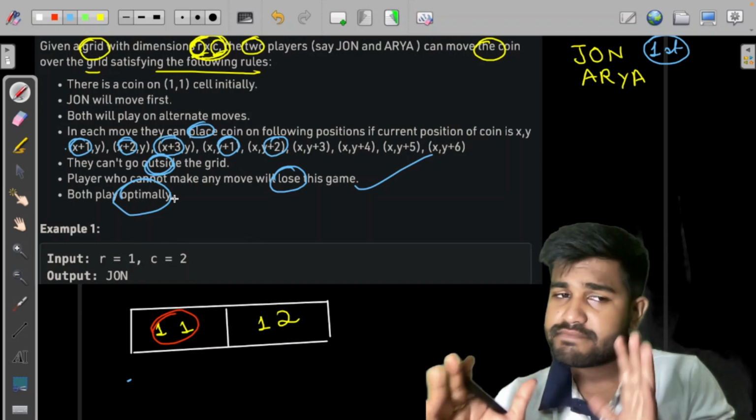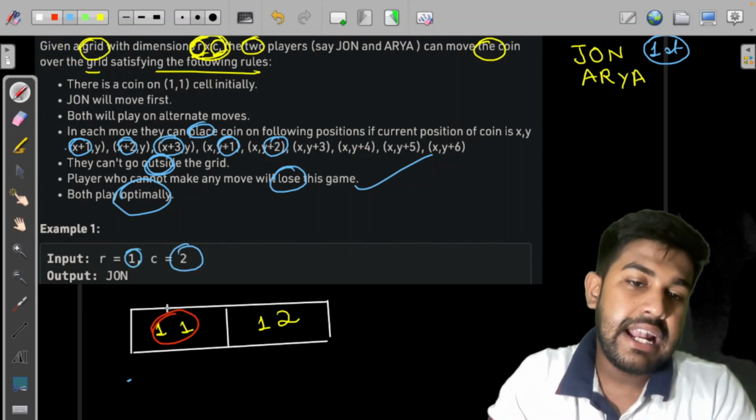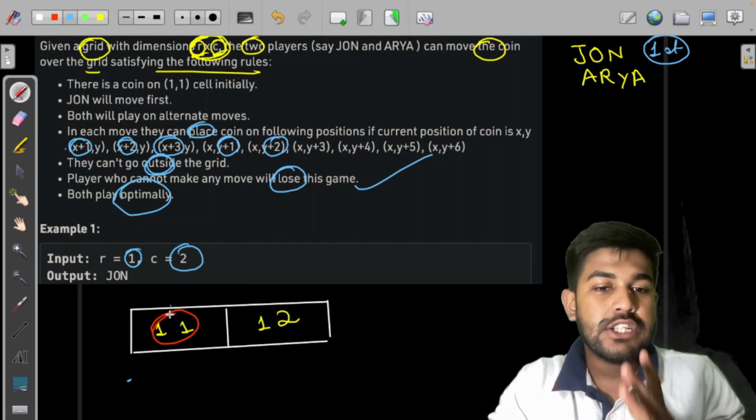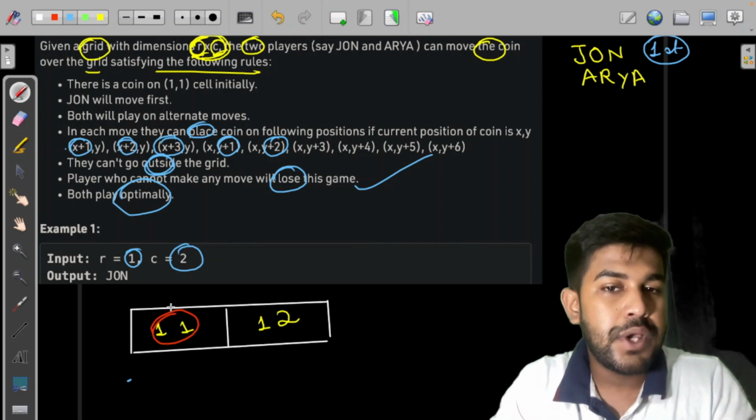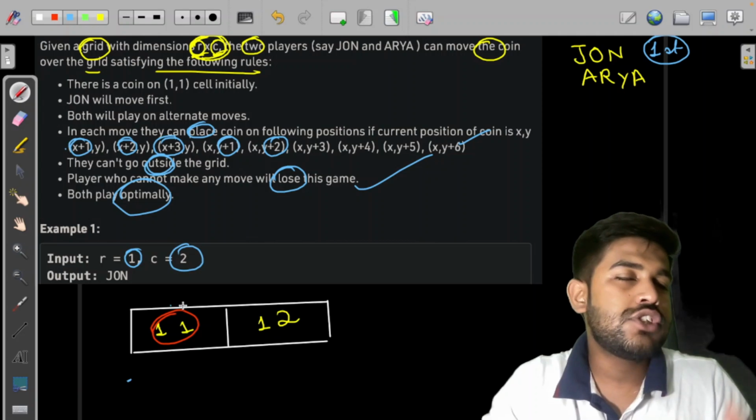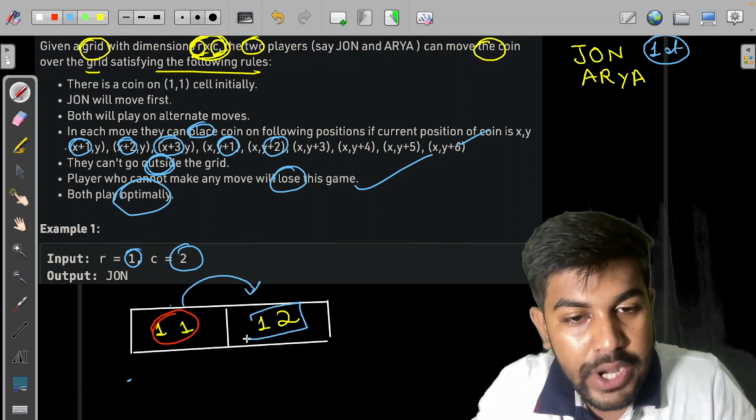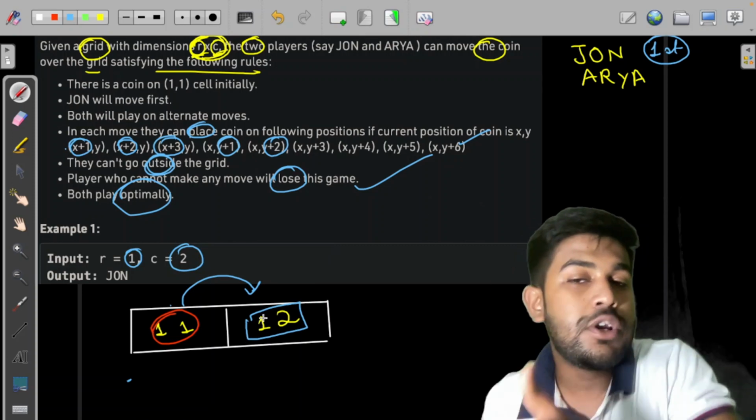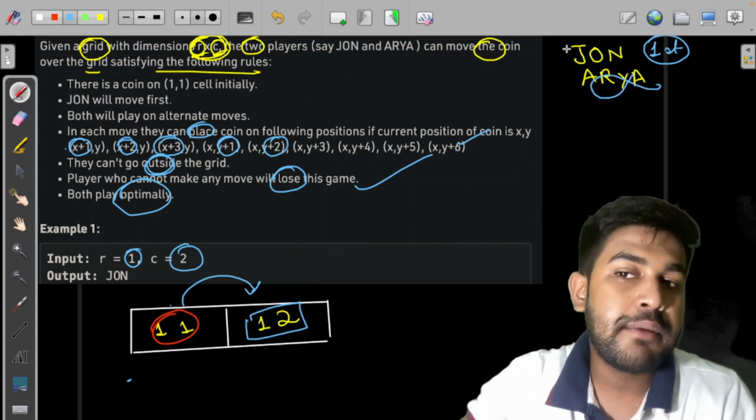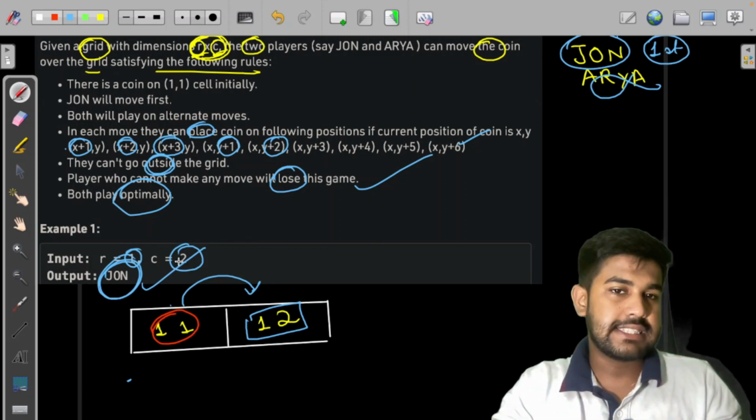Now we start from row 1 and column 1, and we start from this. So John would try to play the most optimal path. There are 3 options available to him. There are a total of 9 operations available to him, but the only allowed operation so that he stays inside the grid would be just 1 itself. So he would come to this point and he would see that the other person won't be able to do any more operation. If Arya is not able to do any operation, that means John would win. This is why John is the output for this particular test case.